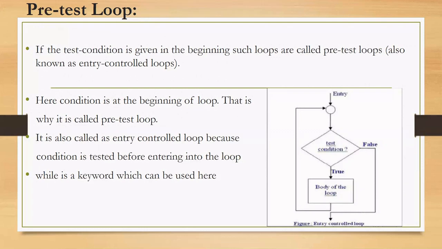Here the condition will be at the beginning of the loop, and this is also called a pre-test loop, or an entry controlled loop, where when it is going to enter, only then we check some condition. If the condition is true, then only we allow it inside my program. If the condition is false, automatically it will not allow inside, it will directly go out of the loop. Here while is a keyword which can be used.